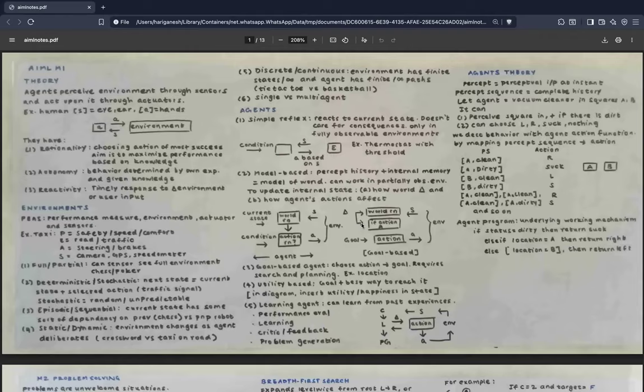The fifth one is a learning agent. It learns from past experiences. So here there are a bunch of features of performance evaluation. It's going to learn, it's going to receive feedback and operate based off of that feedback. But also finally, it's going to generate new problems for the agent to learn more.